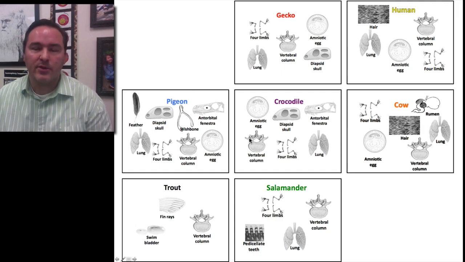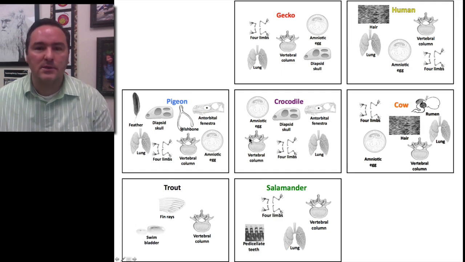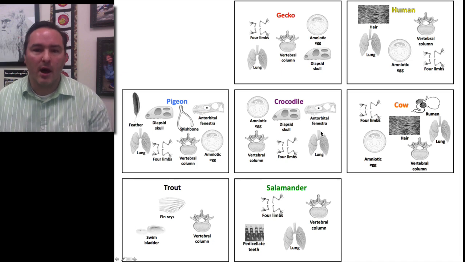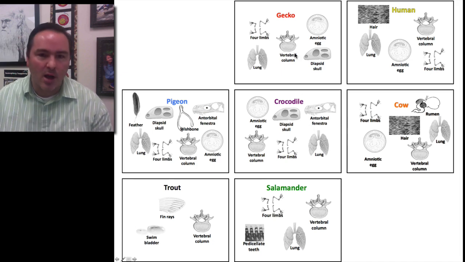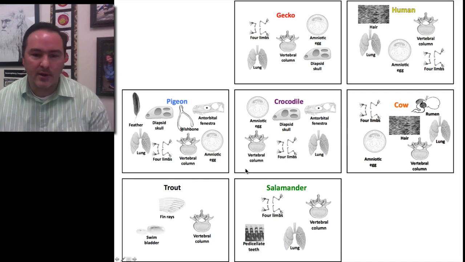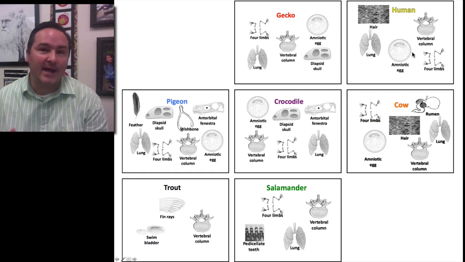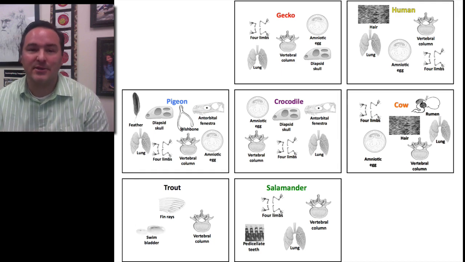And just as we did with the race cards, with the runners, we can do the same thing for these organisms, and we can look at these and say, oh, well, they all share a vertebral column. 1, 2, 3, 4, 5, 6, 7. All of them have a vertebral column. So that is the same thing as saying the X. All of them had the stamping station of the X.